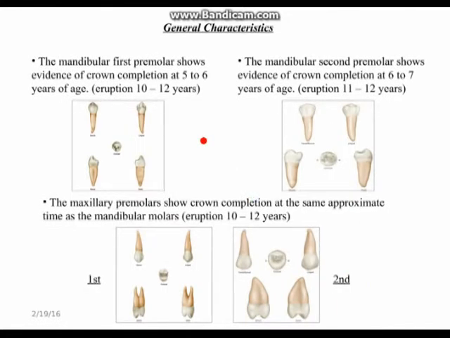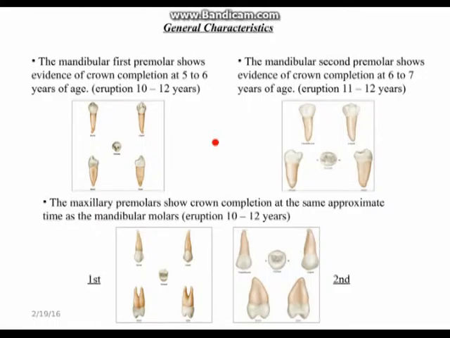All right, so now that we've discussed all four premolars, let's combine them all together and see what's going on. The mandibular first premolar shows evidence of crown completion at 5 to 6 years of age. Remember, it erupts at the age of 10 to 12 years. So here they just explain to you that the crown formation completes at 5 to 6 years of age. It hasn't emerged yet. It's still under the deciduous tooth, but because you still have the whole root to form, it can then start erupting, and that's 10 to 12 years of age.